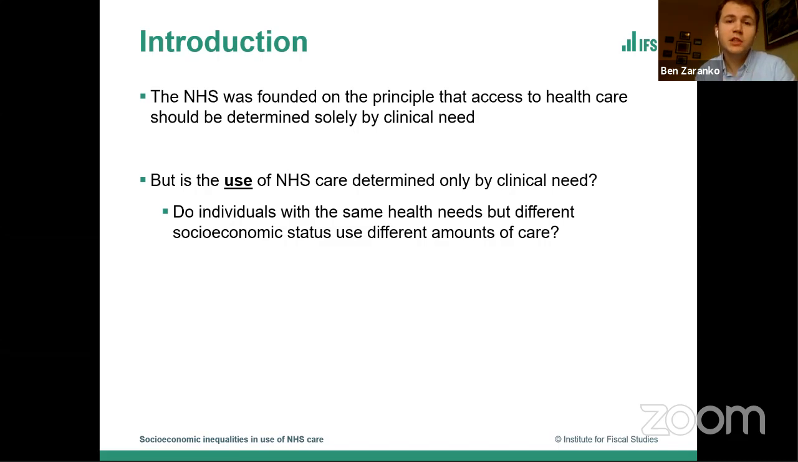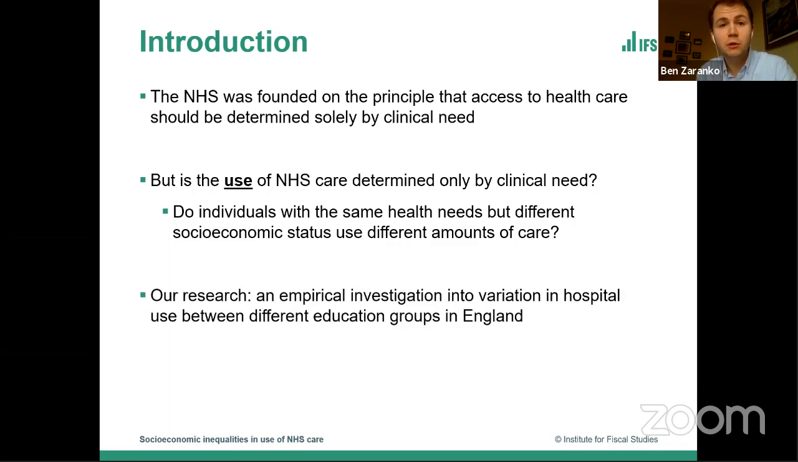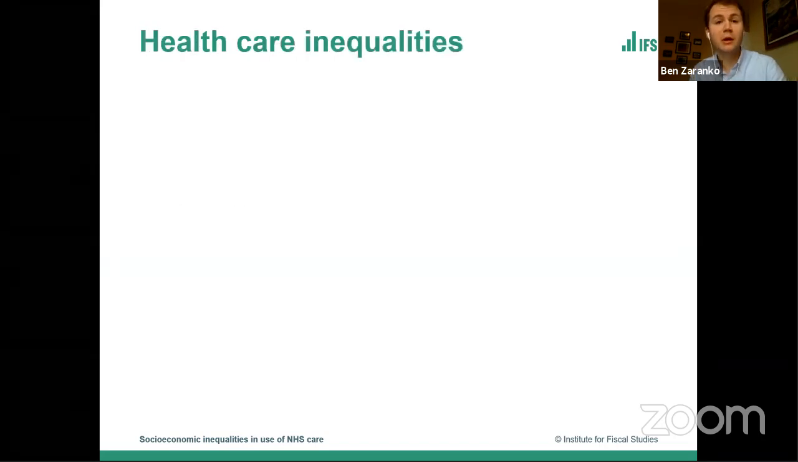So it raises the question of whether individuals with similar health needs, so similar need for that healthcare, but from different socioeconomic backgrounds, use different amounts of healthcare on the NHS. And in this research published yesterday in the Milbank Quarterly, we've done an investigation into exactly that. So we've examined how use of hospital care in the NHS varies across different education groups among the older population of England. So we're going to be talking about healthcare inequalities.